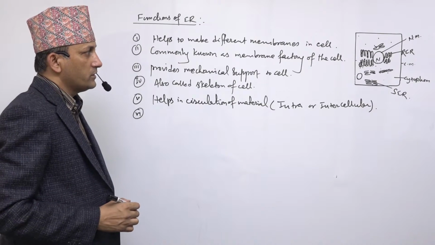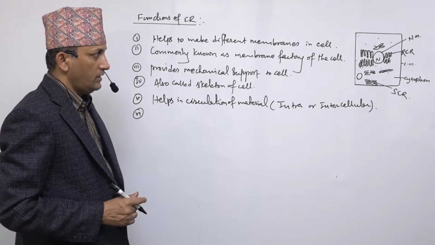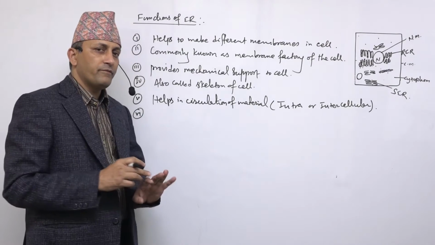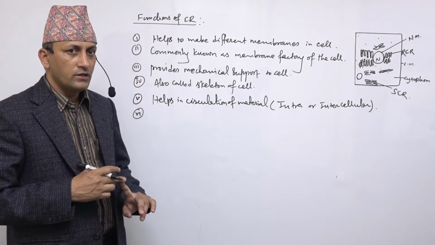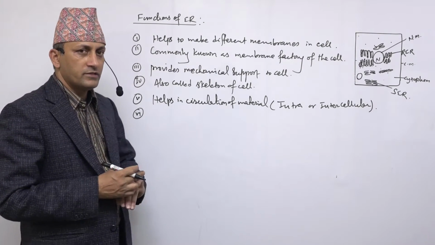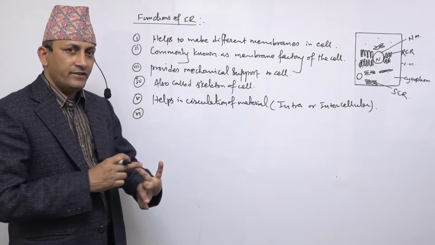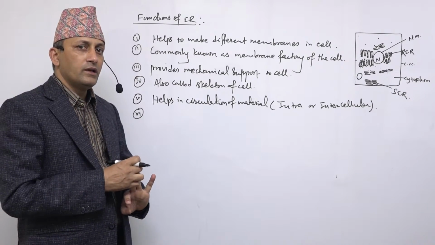So another very important function of ER is that it helps in the formation of primary lysosomes, and also helps in the formation of cell plate and recycling of cell membrane.